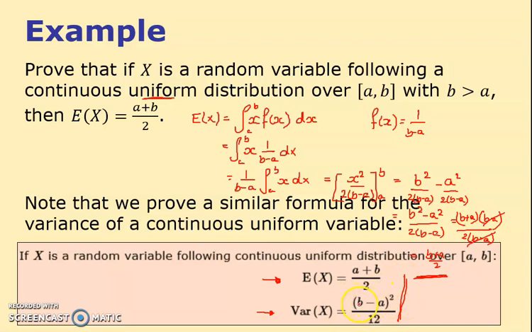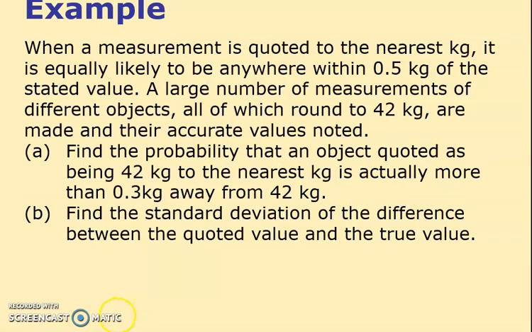And this one, you wouldn't invent this yourself necessarily, but it just comes from working out E of x squared. You should remember that E of x squared minus E of x all squared is equal to the variance. So if you worked out the E of x squared thing and took away what we've just done, you should get this formula. So anyway, here's an example of that.